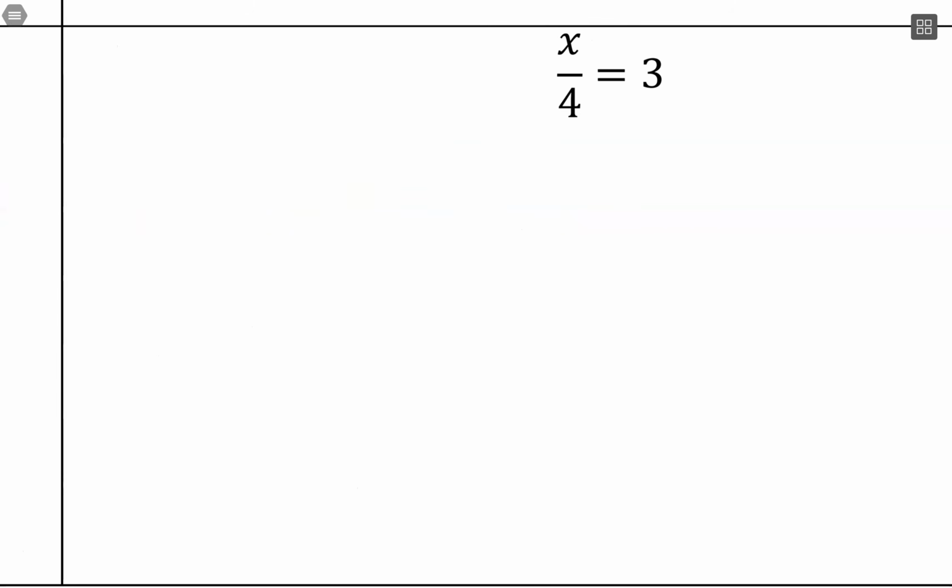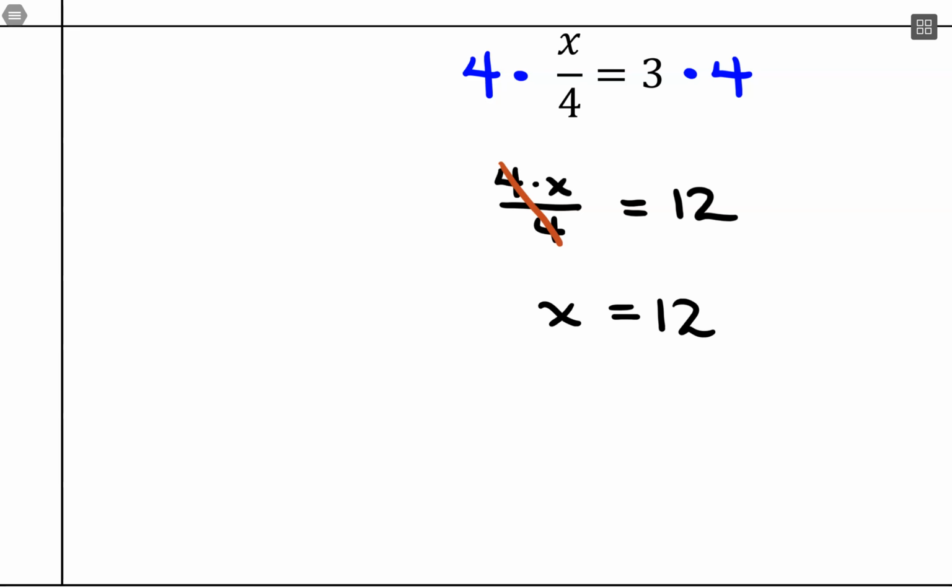Now, if we have division, so x is being divided by 4, to undo division, what we're going to do is multiply both sides. We multiply by the denominator, so I'd multiply by 4, multiply by 4. What this would do is we would have 4 times x over 4 equals 3 times 4, which is 12. And that 4 divided by 4 just cancels out into a 1. So this is going to be x equals 12.